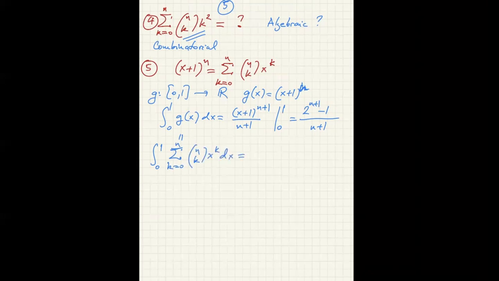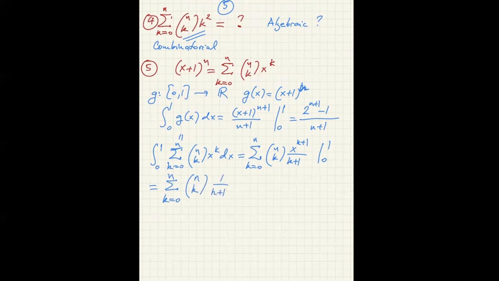And what is this going to be? Well, it's going to be an antiderivative of the function inside. So that's going to be a sum from k equals 0 to n of n choose k times x to the power k plus 1, divided by k plus 1, taken from 0 to 1. And when you calculate that expression, it's going to give us something like this: the sum from k equals 0 to n of n choose k times 1 over k plus 1.